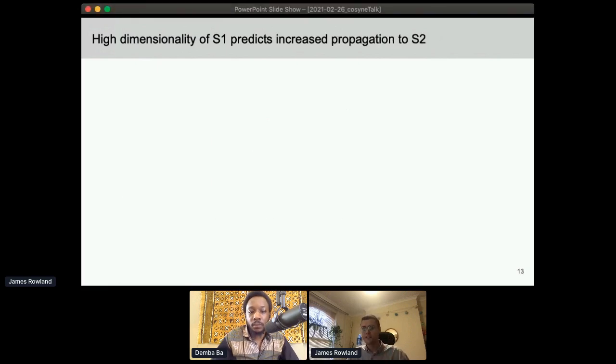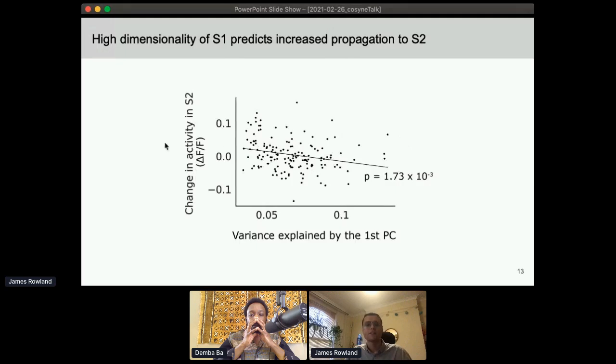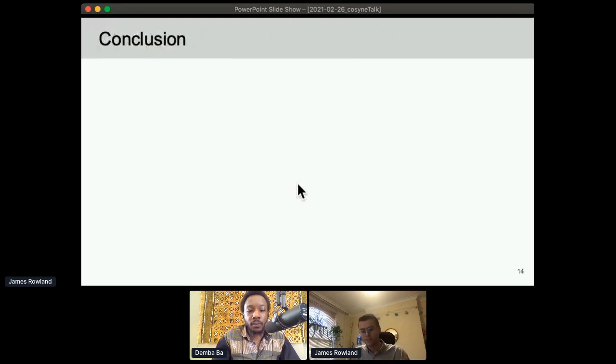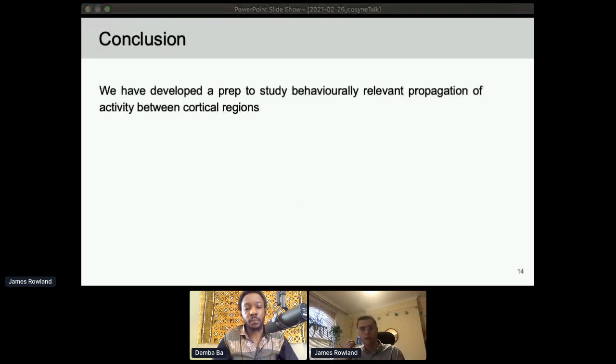So we're not only interested in whether effective dimensionality predicts behavioral outcome, so it may be indicative of attentional state, for example, but we also want to know whether it assists propagation of activity out of S1 and over to connected brain regions. And we indeed get a hint that this is the case. So the higher the dimensionality of S1 prior to stimulation, the more activity gets elicited in S2, implying that dimensionality may be an important feature to study, as it seems to be involved both in behavioral salience and in activity propagation.